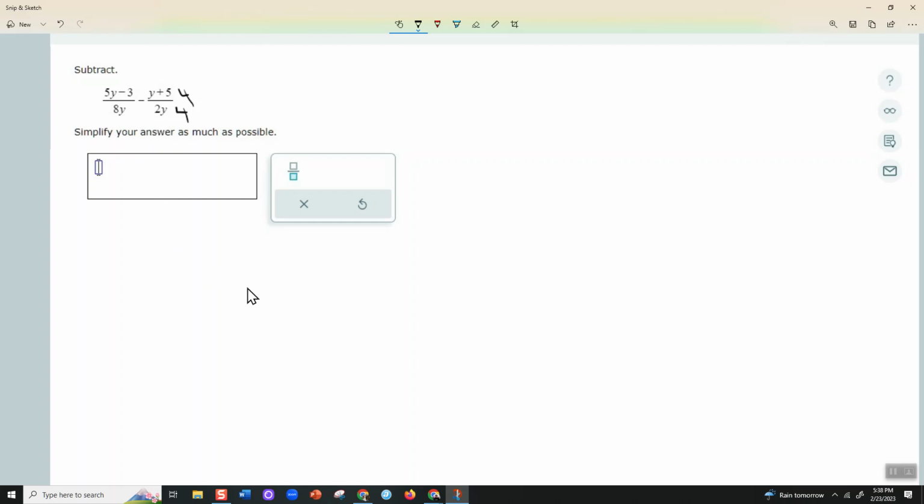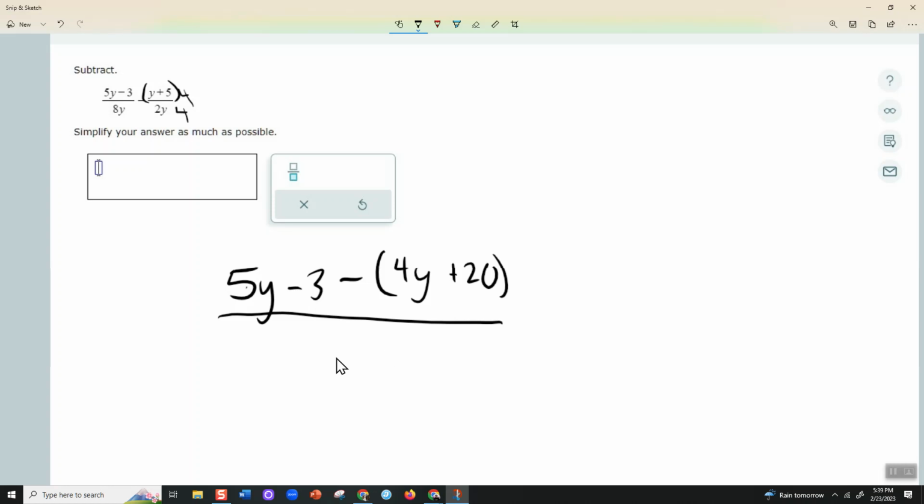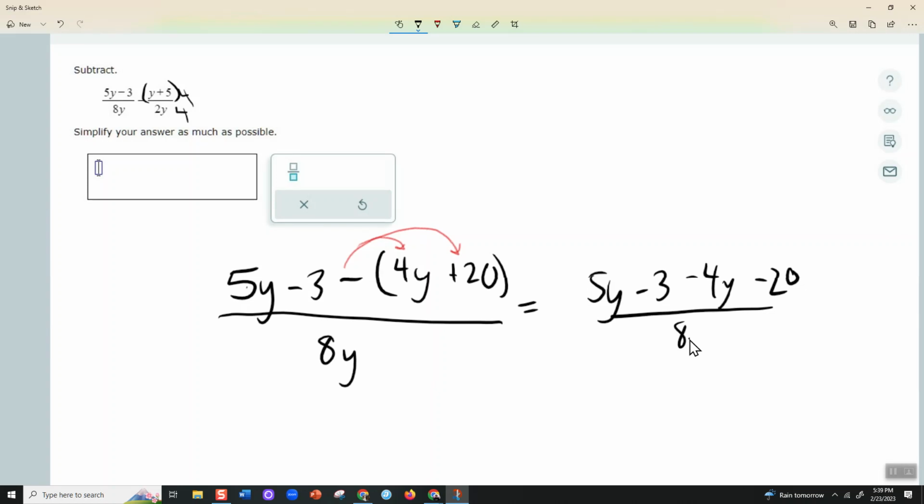It's all going to be over 8y, the common denominator. 5y minus 3 minus, and I'm going to use parentheses because we're subtracting this entire thing times 4, 4y plus 20. Okay, and again, it's all over 8y. Now I'm just going to simplify. This needs to be distributed to both terms. So it needs to go boom and there. So I'm going to get this is equal to 5y minus 3 minus 4y minus 20 all over 8y.